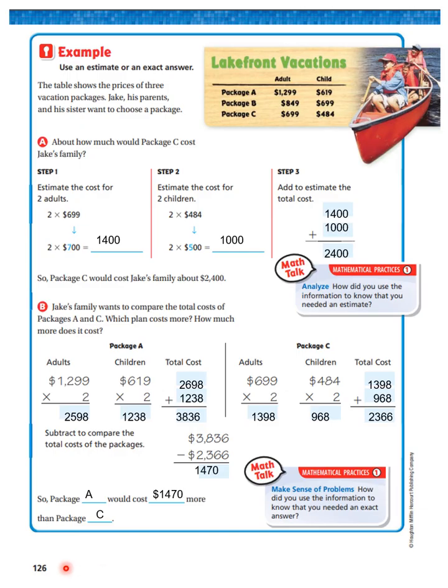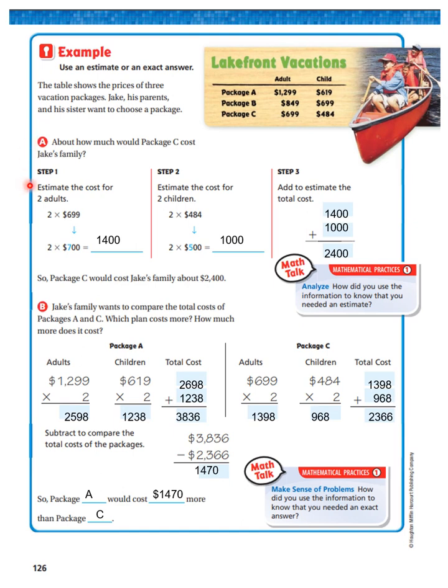All right, boys and girls, make sure you're on page 126. Let's look at the example. It says use an estimate or an exact amount. The table shows the prices of 3 vacation packages. Jake and his parents and his sister want to choose a package, and here are the packages. It says about how much would package C cost Jake's family?